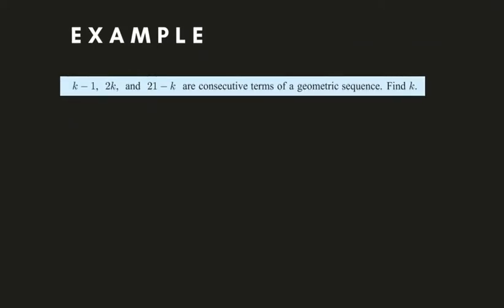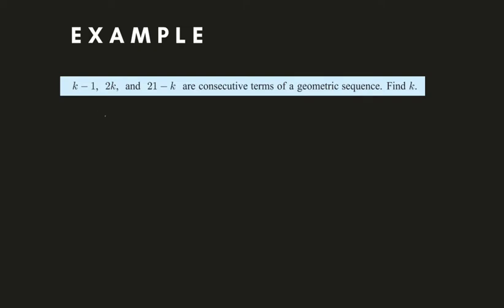Right, take a look at this example. And of course, feel free to pause the video at any point and have a go at these questions yourself. So we've got consecutive terms in a geometric sequence, and we're asked to find an unknown. So let's set ourselves up an equation. If they're consecutive terms in a geometric sequence, then if I take one term and divide by the prior term, it should always be the same, r.